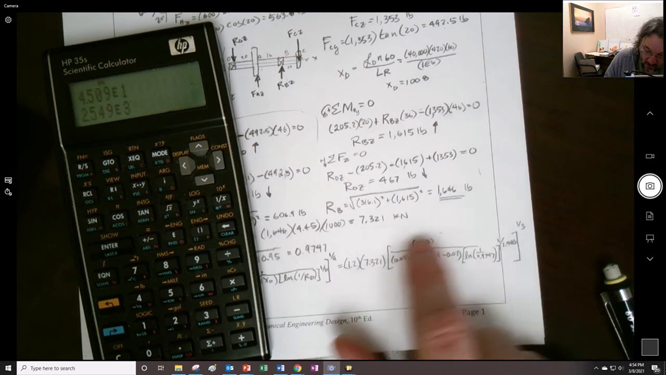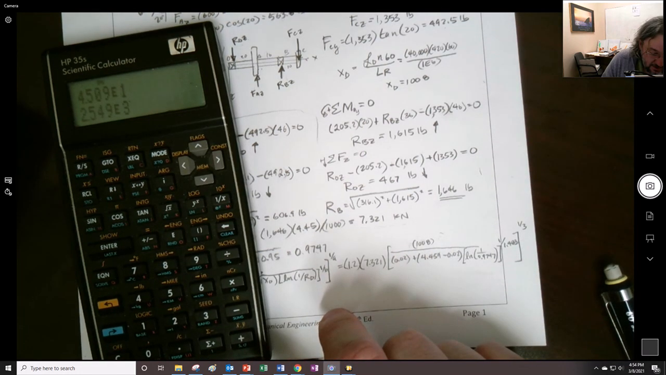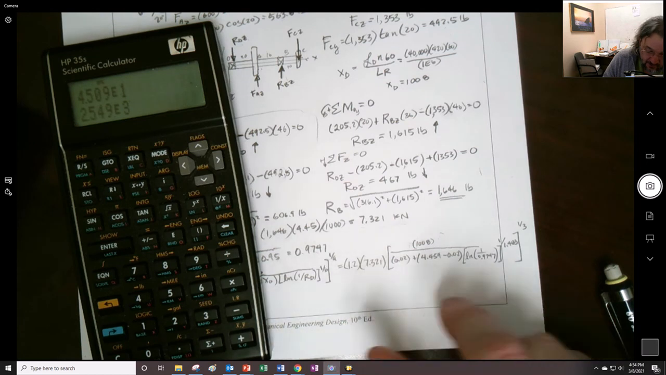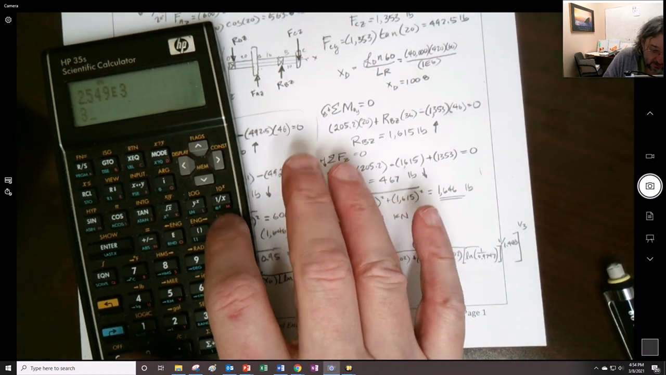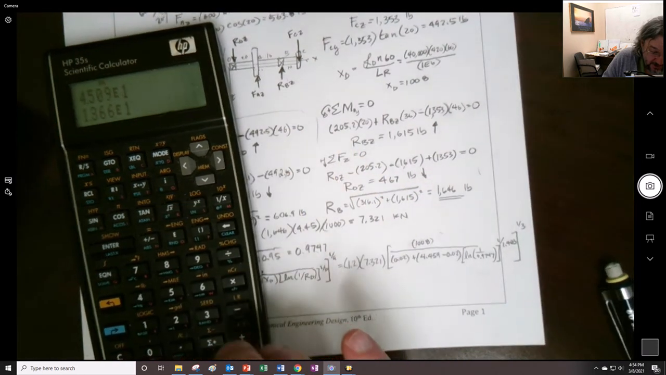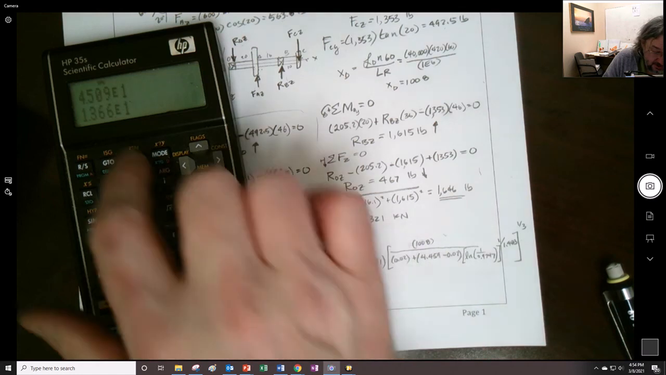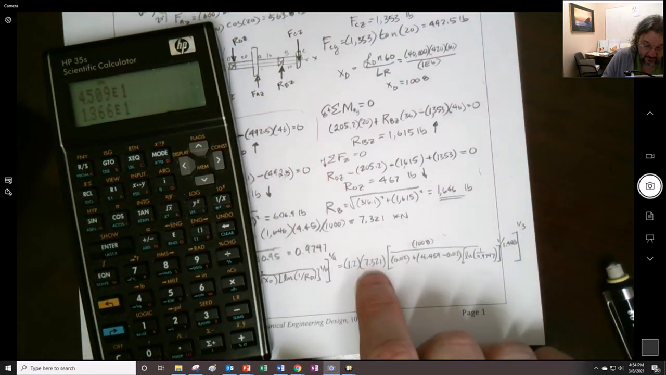So now this whole thing inside here is 2,549. I'm going to take it to the 1/3. So let's see, raise it there, and then I raise it up right there. So this whole thing is 13.66 as a multiplier times that thing.